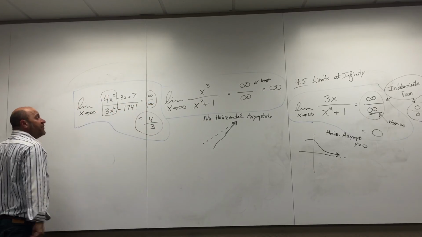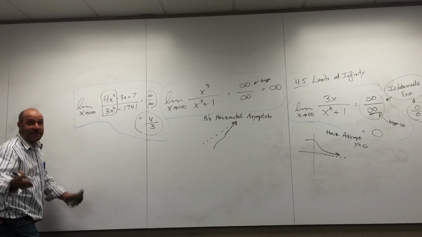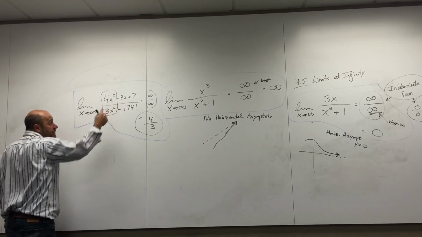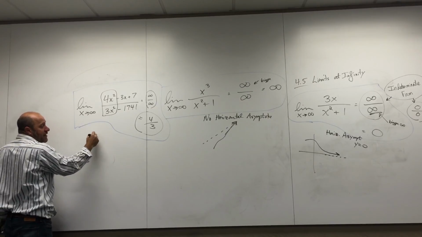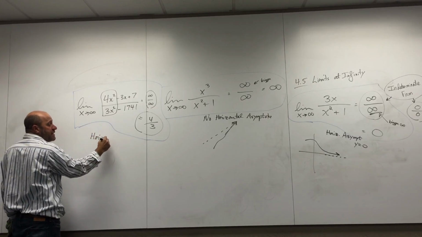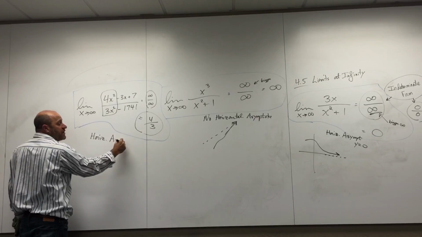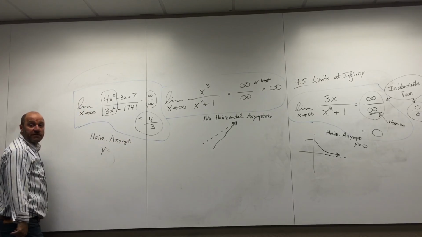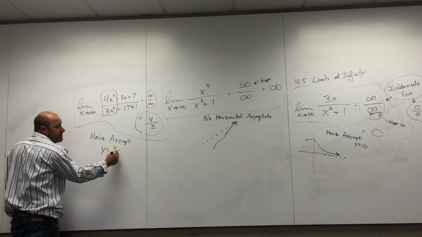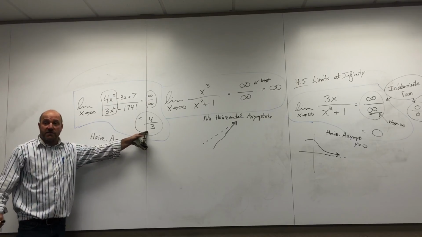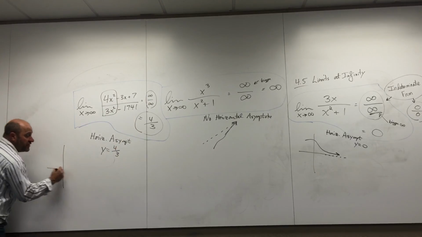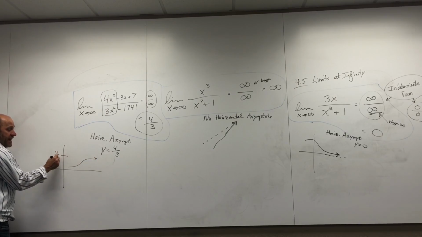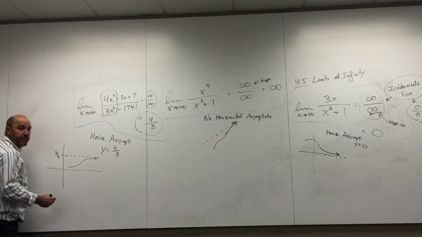Hey, what about this one? Do you remember the rules of horizontal asymptotes when the degree of the numerator and the degree of the denominator are the same? Yes, I remember those rules. When they have the same degree, the horizontal asymptote is y equals the ratio of leading coefficients. So, that's the answer to this limit. As x goes to infinity, we're approaching an asymptote at 4/3, apparently.